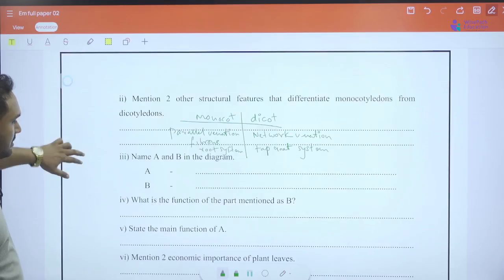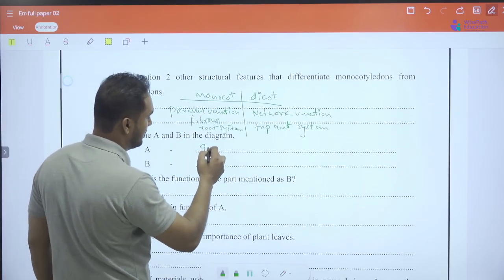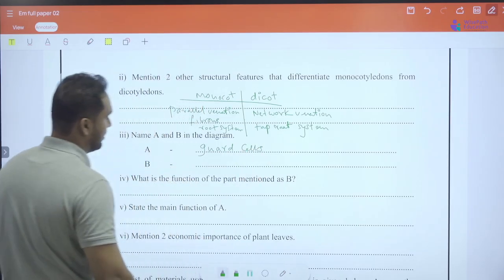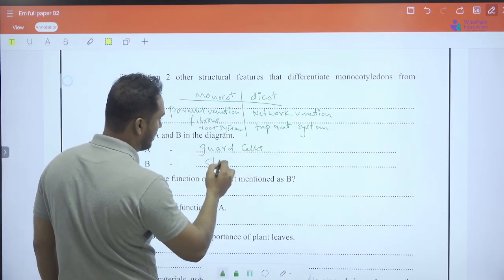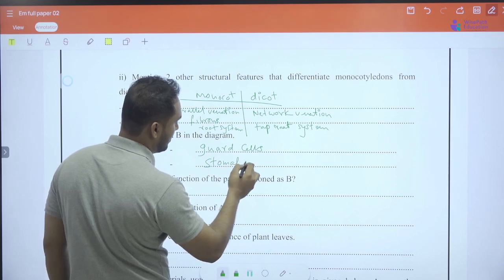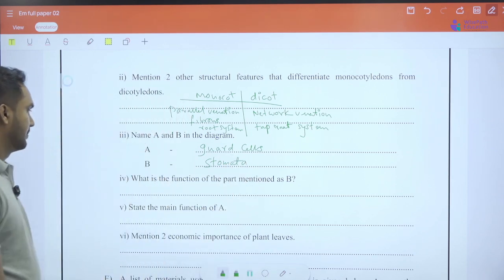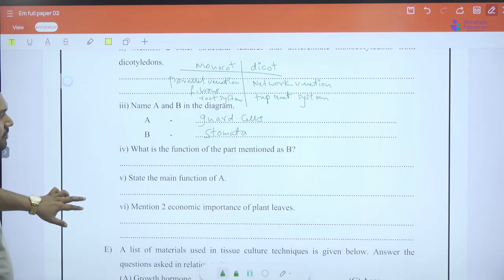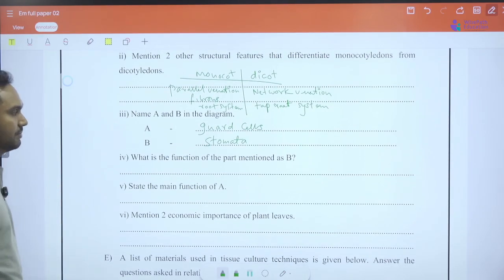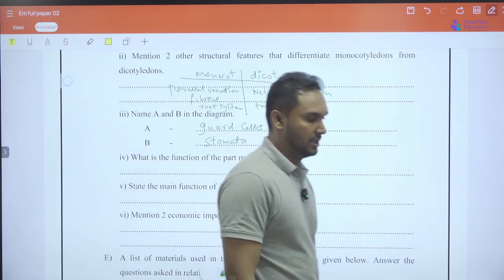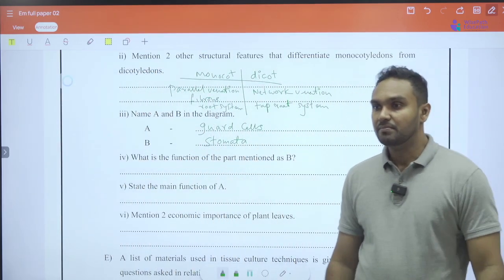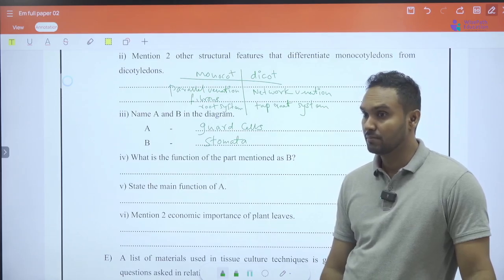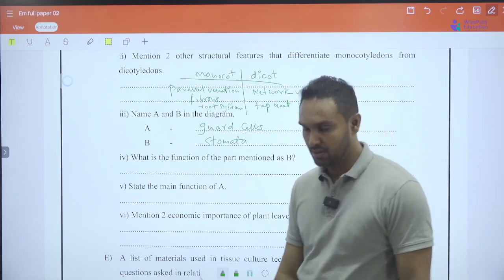So the A is guard cells. B is the stomata, isn't it? Stomata. What is the function of the part mentioned as B? What is the function of B? Yes. And?